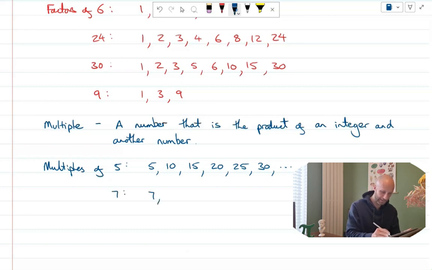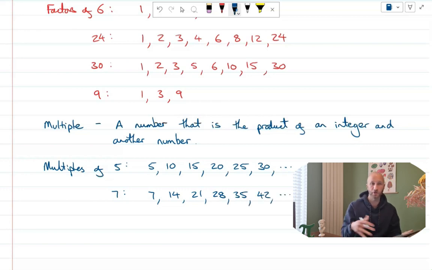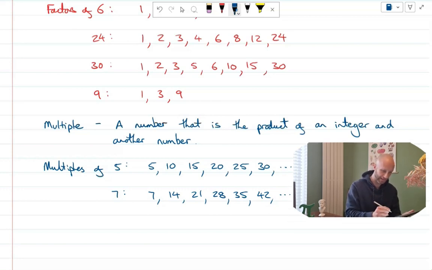Multiples of 7. That's 1 times 7, 2 times 7, 3 times 7 is 21. 4 times 7 is 28. 5 times 7 is 35. 6 times 7 is 42, and that would carry on and on. So we're just generating them by multiplying by 7. You can see with all of this, you have to know your times tables, and that's one massive piece of advice I would give. Make sure you learn your times tables because they are irreplaceable.